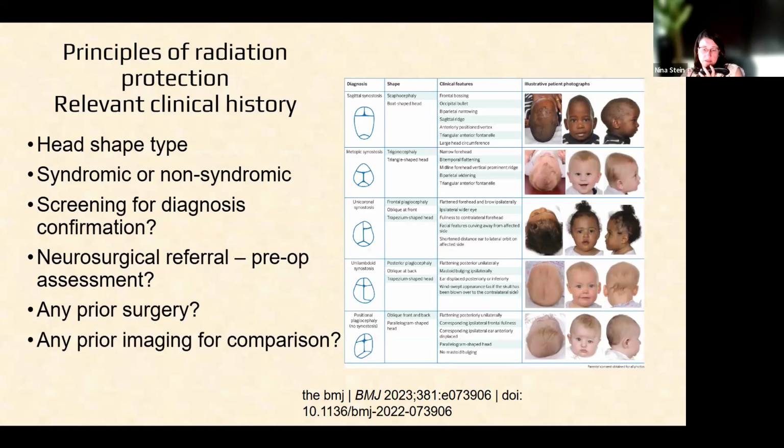So obviously, if you're thinking about imaging, you have to think about the principle of radiation protection. So you need to make sure that you have all your clinical history and your justification handy to sign an order for a CT or even an X-ray on these babies, right?